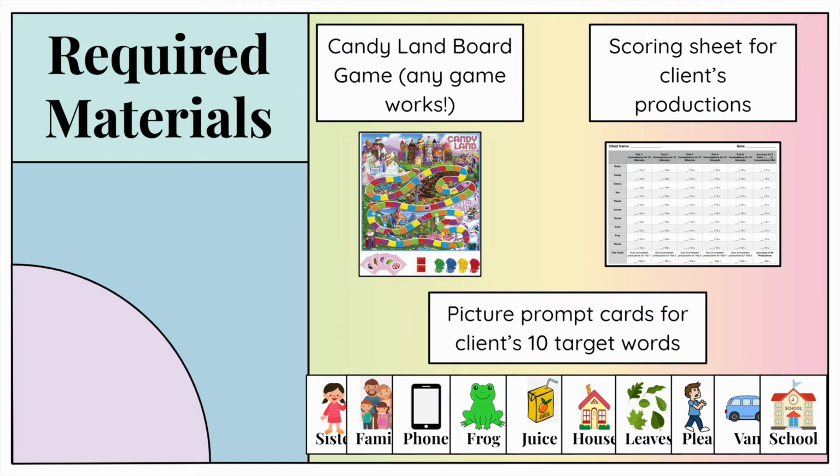So for our sample client here, you'll recall they were working on the S, Z, F, and V sounds. So they've got the words there. Their list is sister, family, phone, frog, juice, house, leaves, please, van, and school. So we would have all 10 of those picture cards there for the client as well.